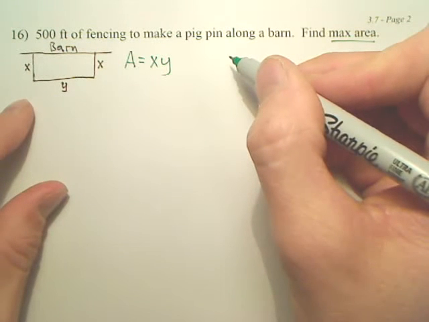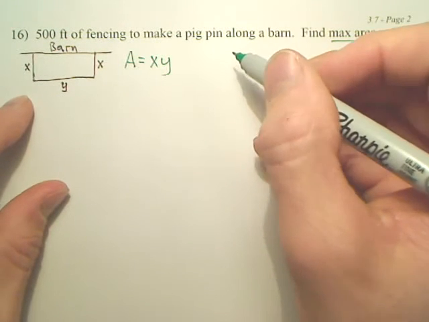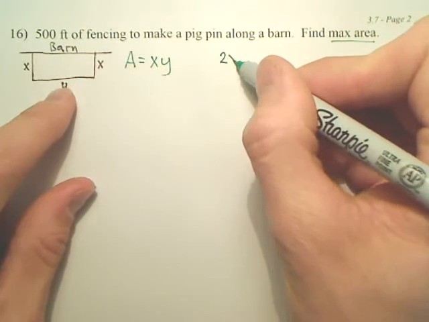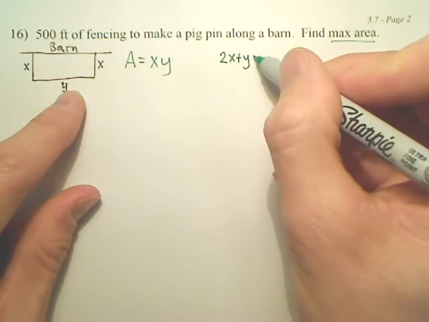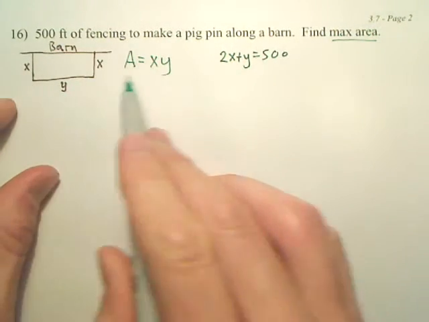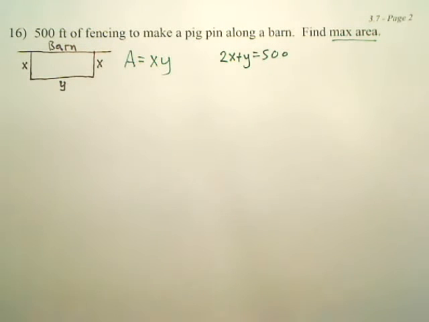What does my perimeter equal? 500. What do all the sides? Well, aren't the sides 2x plus y equals 500? I have 2 x's and a y. It should add up to 500.